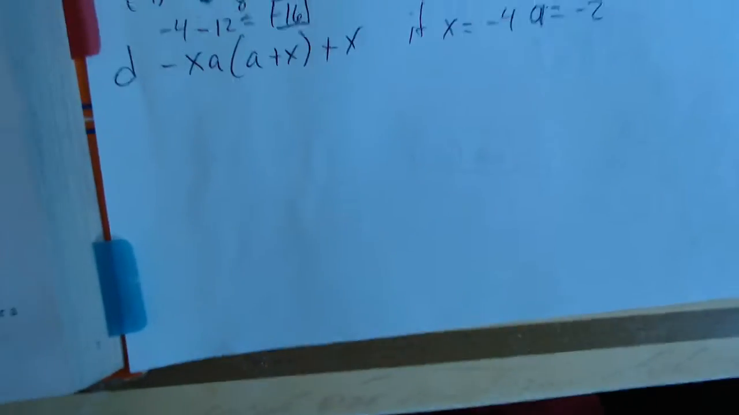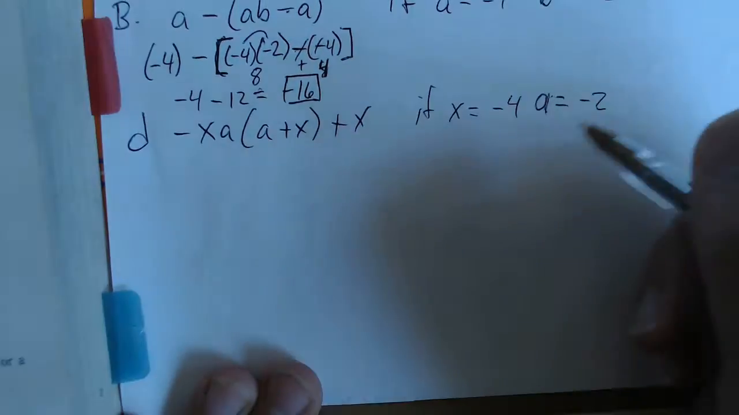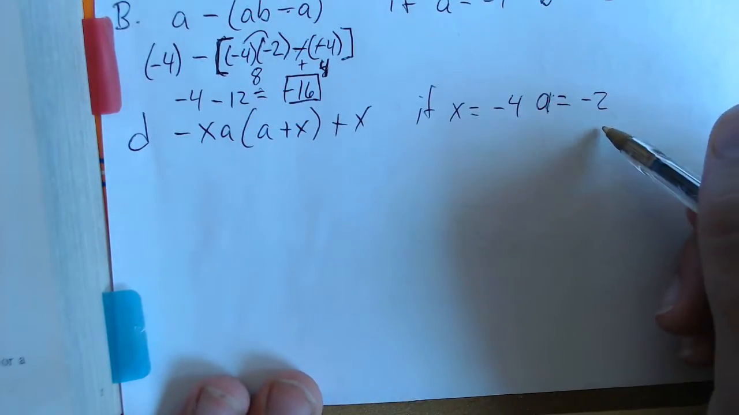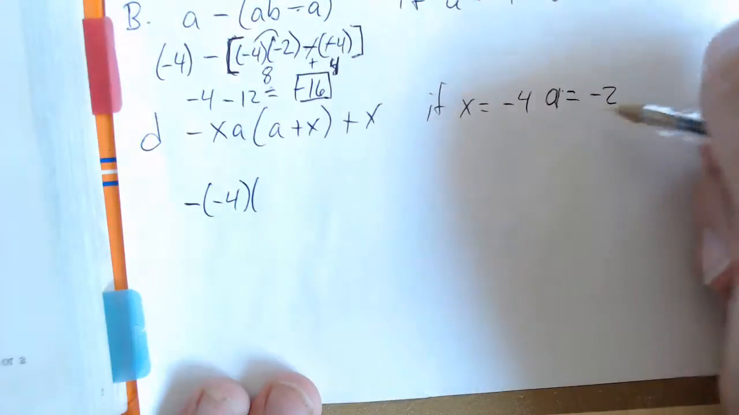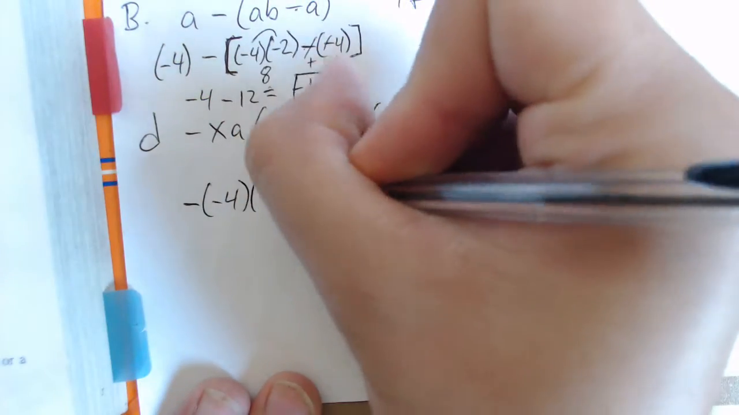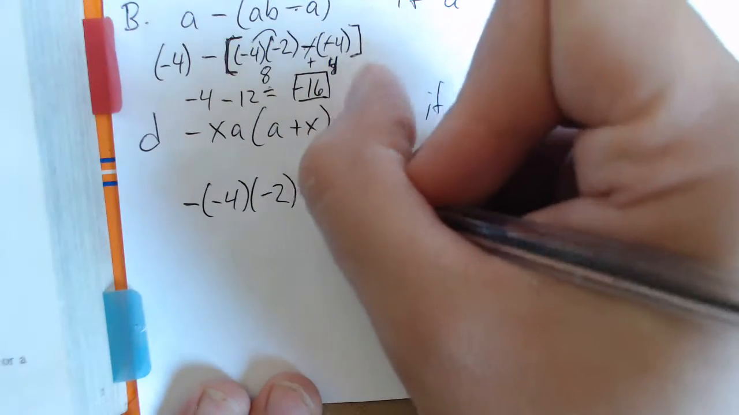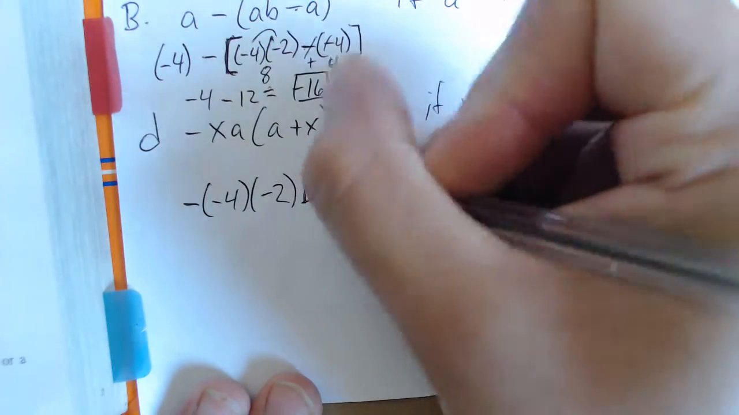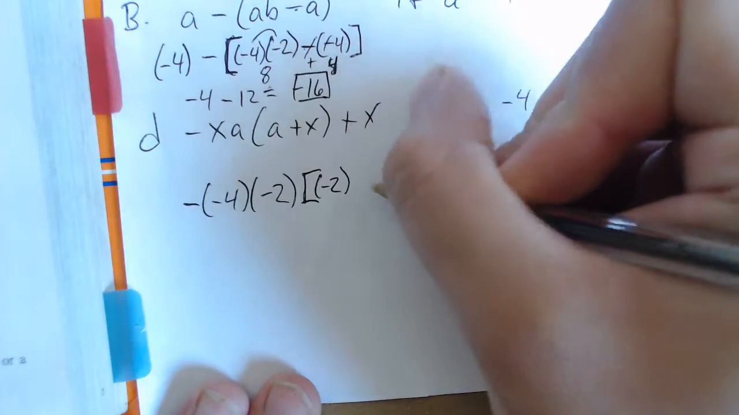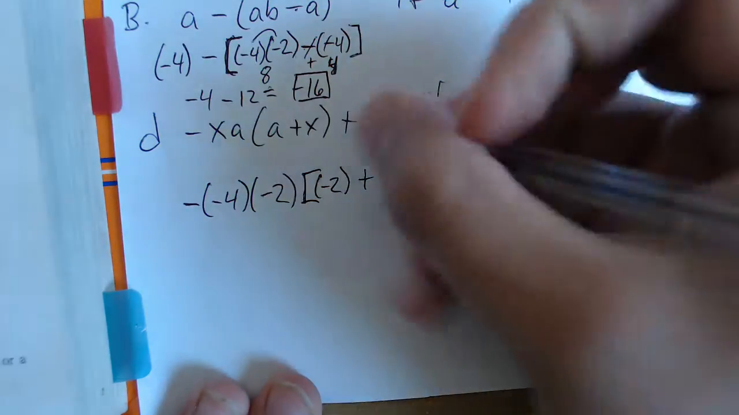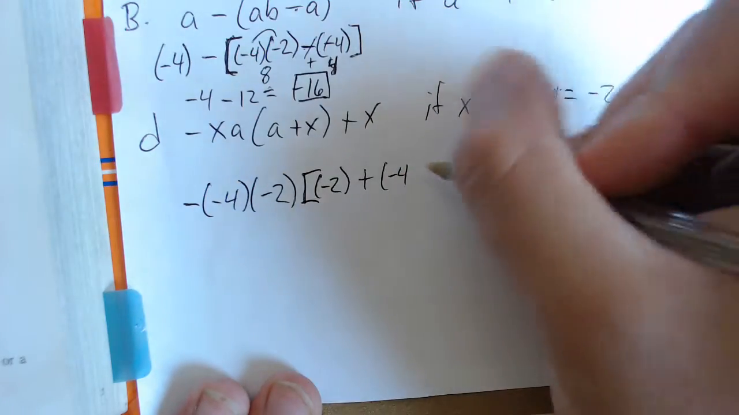The last one, D. They give us x as -4, A as -2. So we have negative and then parentheses -4. And then parentheses -2 for A. Then we add the parentheses, or we can make it a bracket. And then A, we're going to rewrite as -2. Put the plus sign. X, we rewrite as -4.